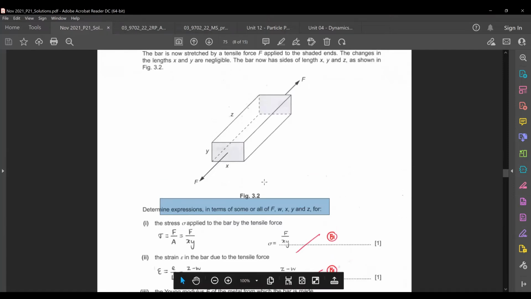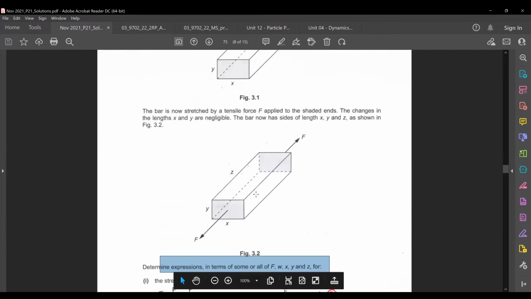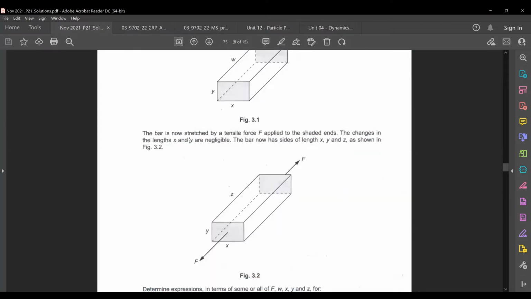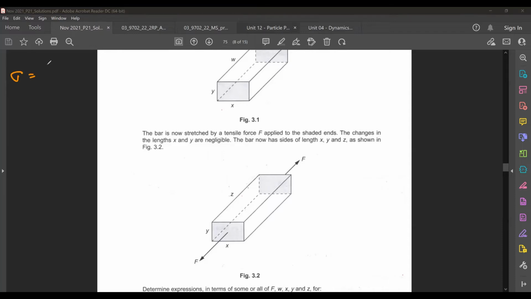So this one is really just a matter of your definition questions. What we do know is that when it comes to definitions for deformation of solids, stress is force over area. Strain is extension over original length. Young's modulus is stress over strain. So in our case, we need to apply it to this question.